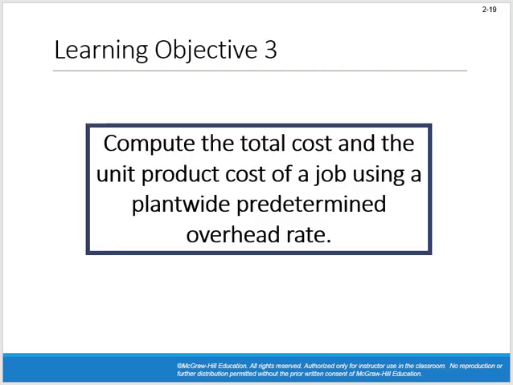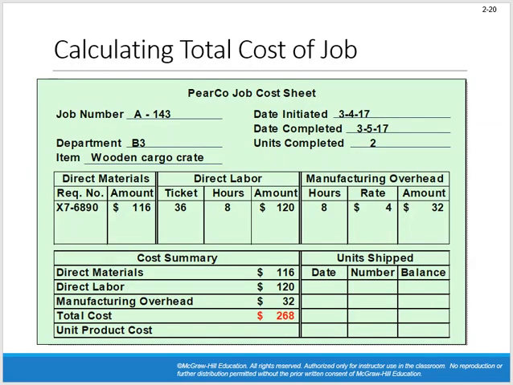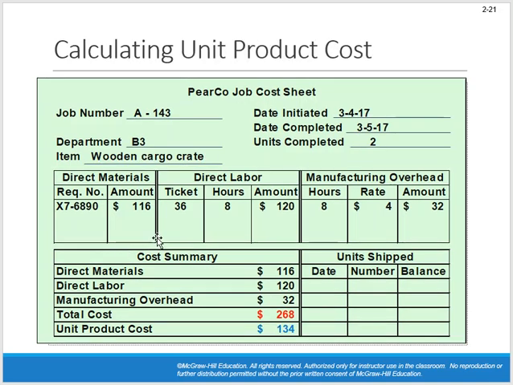So now we're going to take a look at the total cost and the unit product cost of that job using that plant-wide predetermined overhead rate. So really all we're saying is we're going to add it all up. We're adding the direct materials, the direct labor, and the MOH, and we get a total cost of $268. So that's our total cost. And that was for 2 units. If you read the job sheet carefully, it was for 2 units. So we could say that our unit product cost is $134.